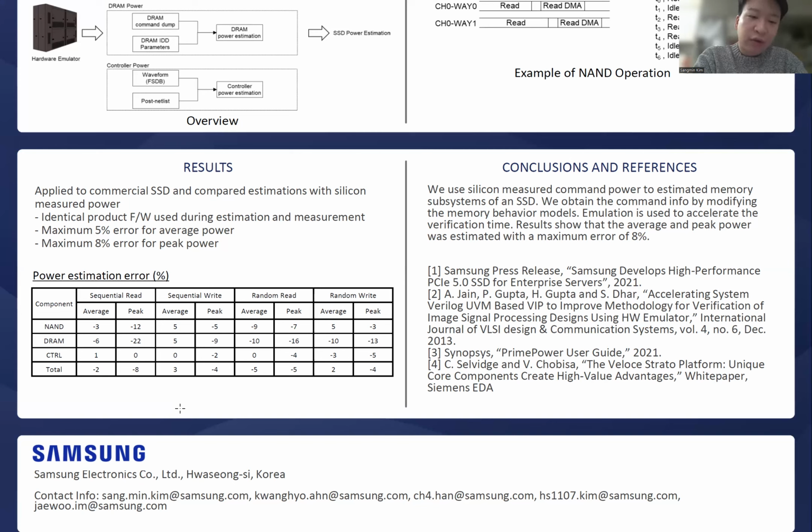So in this research, we use silicon measured command power to estimate the memory subsystems of an SSD. We obtain the command info and timing by modifying the memory behavior models. Emulation is used to accelerate the verification time. Results show that the average and peak power was estimated with a maximum error of 8%.